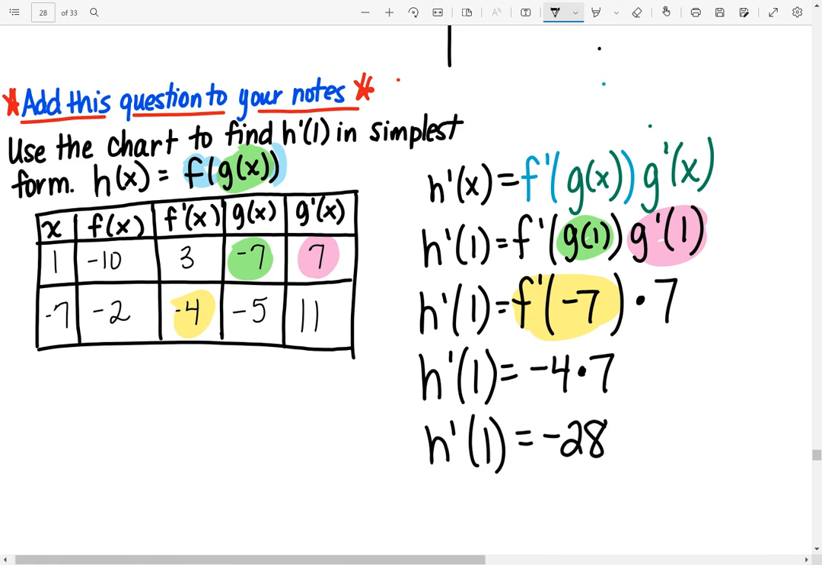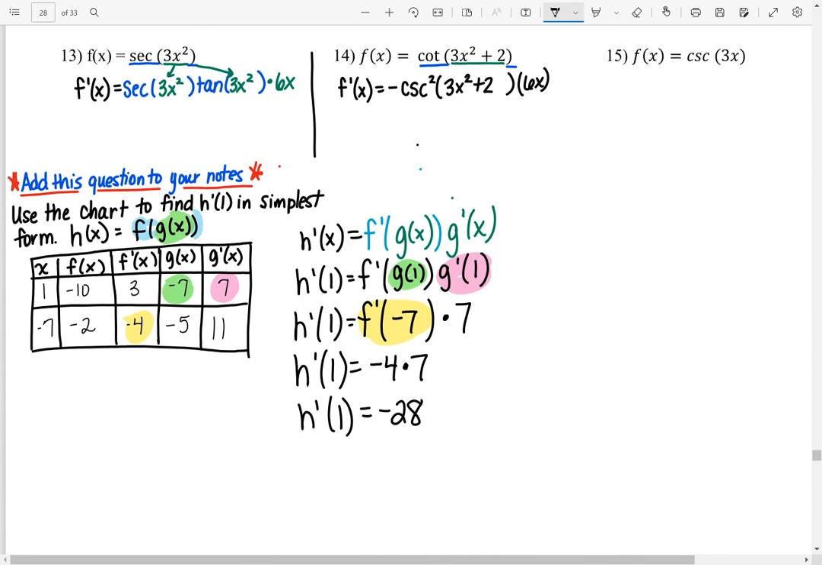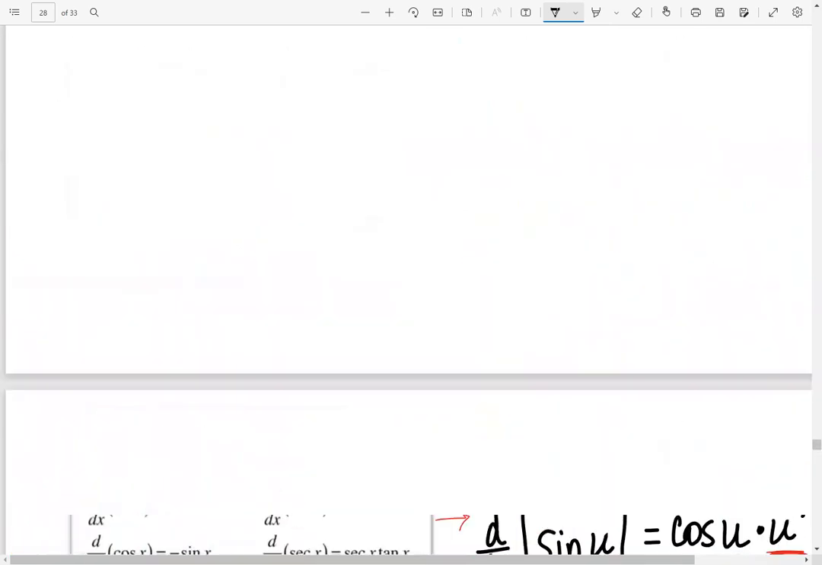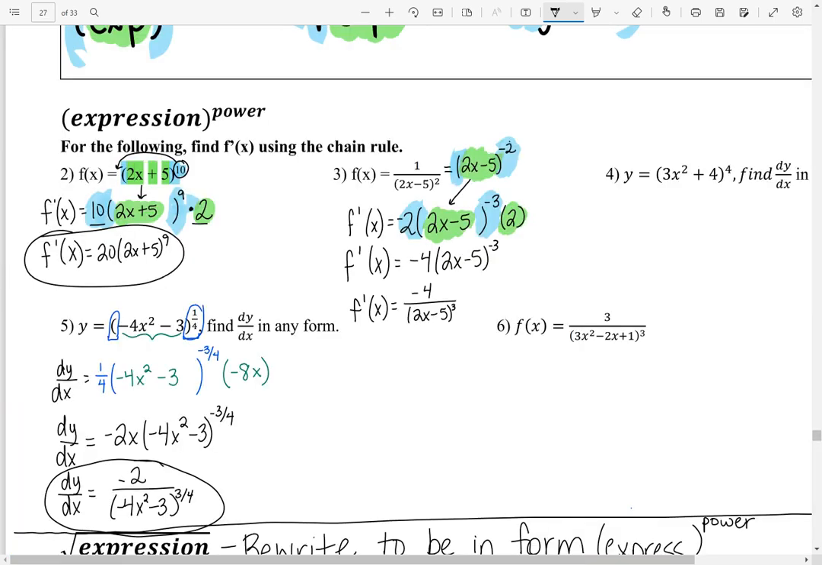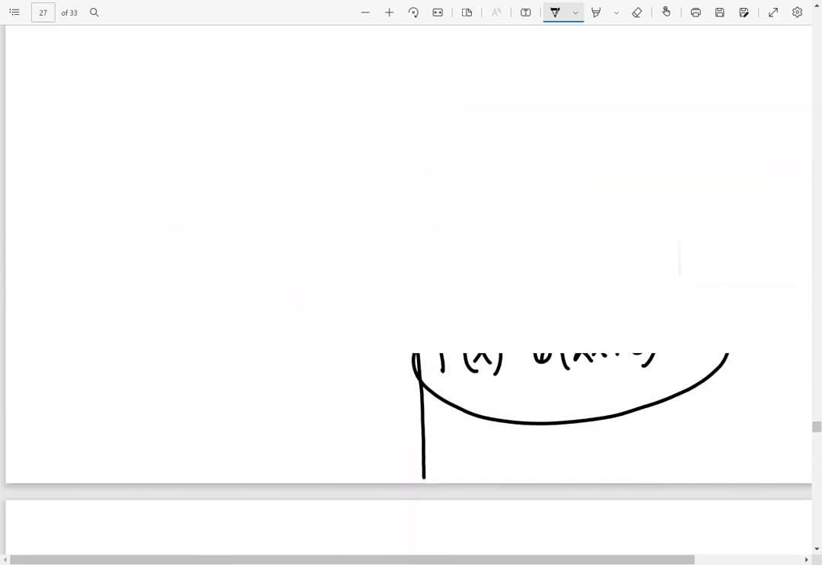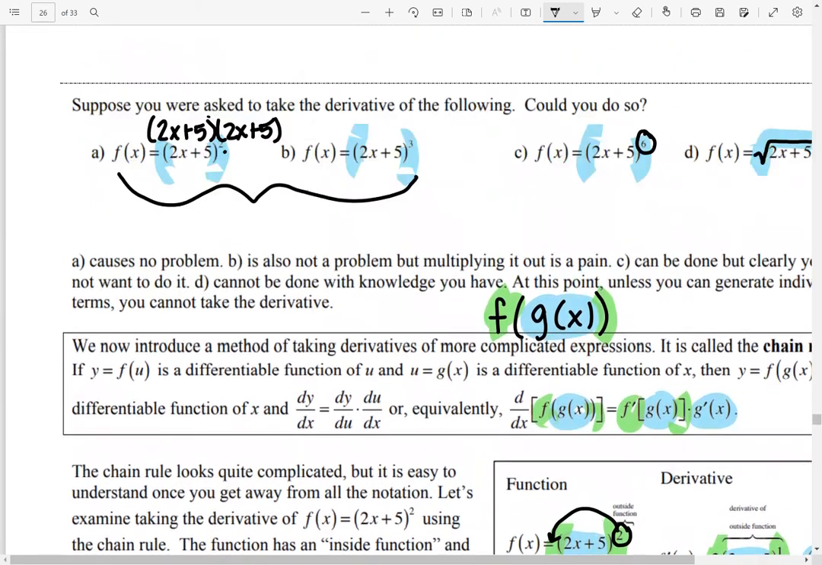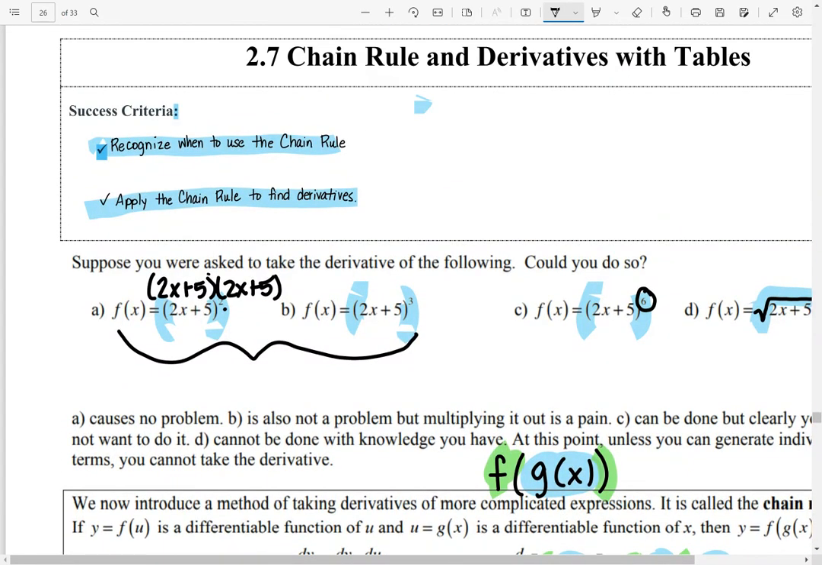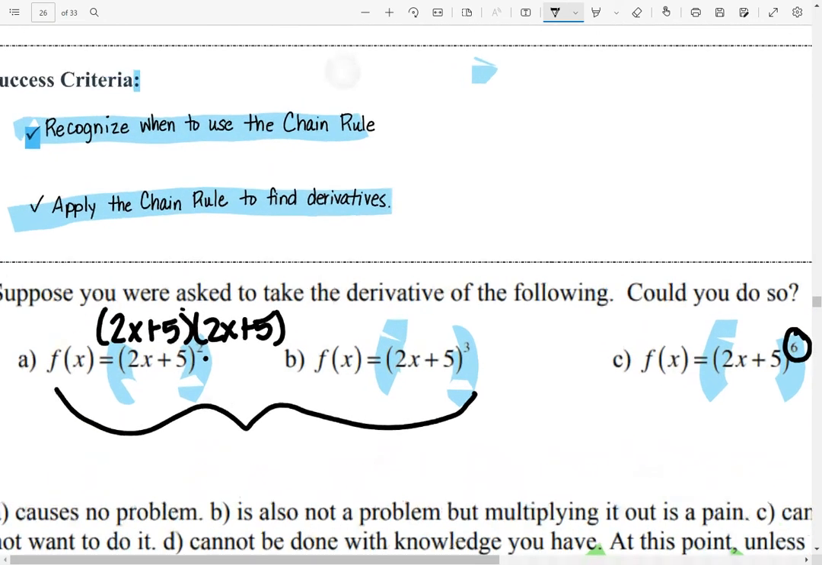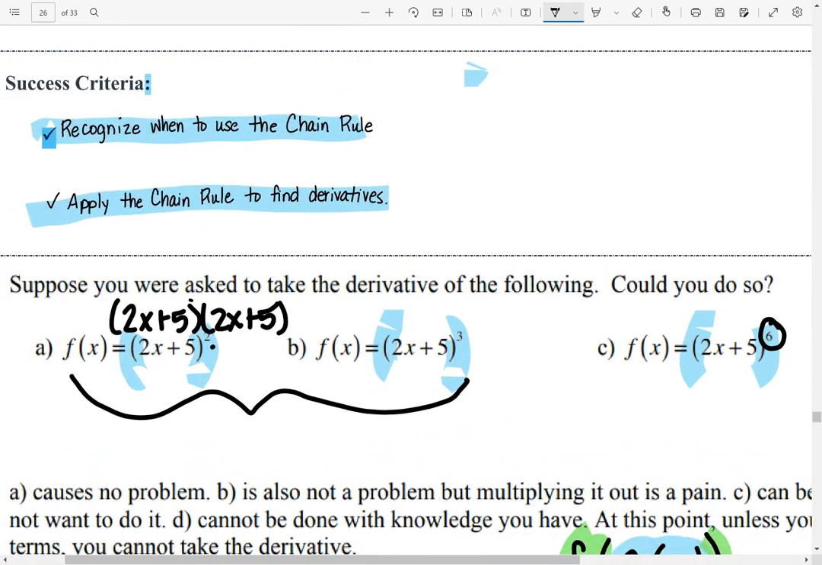So that is our lesson today. Hopefully by the end of this lesson, you will be able to recognize when you can use a chain rule and apply the chain rule appropriately to find our derivatives.